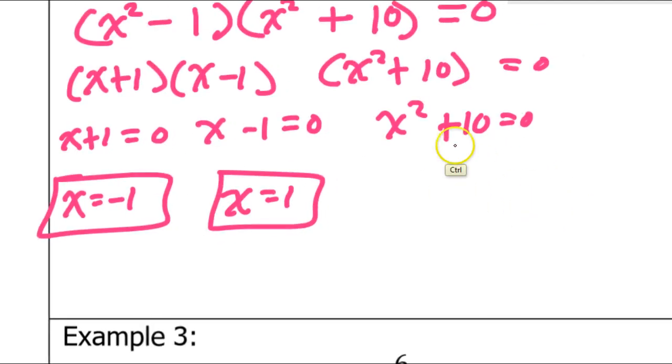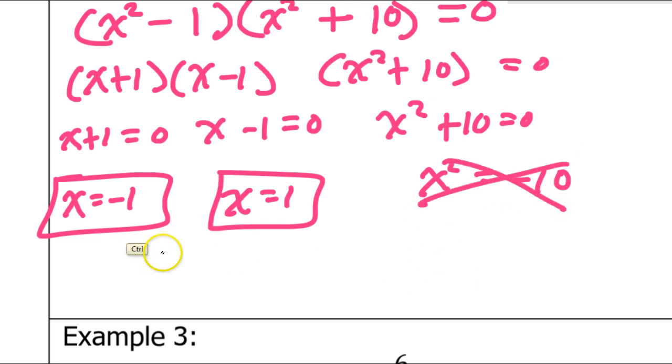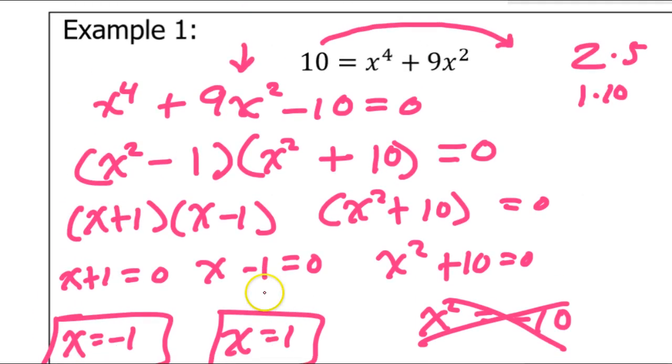What do you think about this one over here, you guys? None, right? Can you see if I subtract 10 from both sides? You can't square something and get a negative number. That's ridiculous. There's no solutions coming out of this. So negative 1 and positive 1, those are the only 2 solutions to example 1.